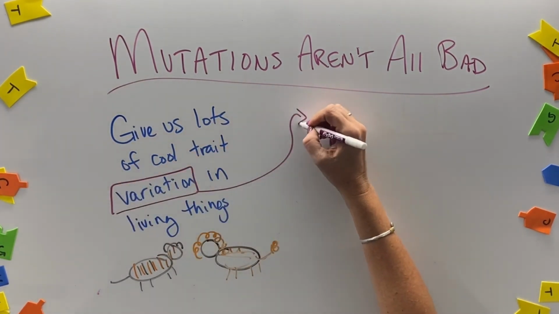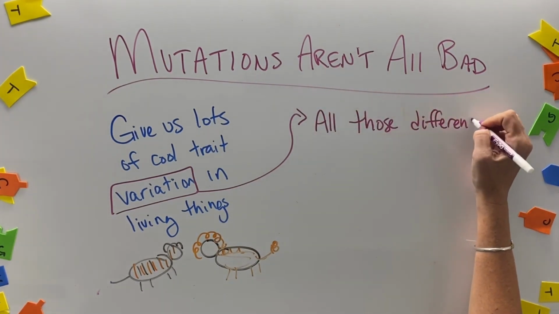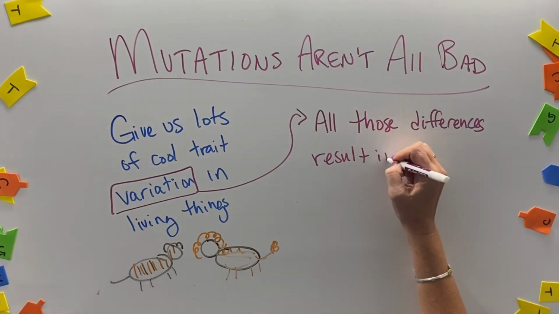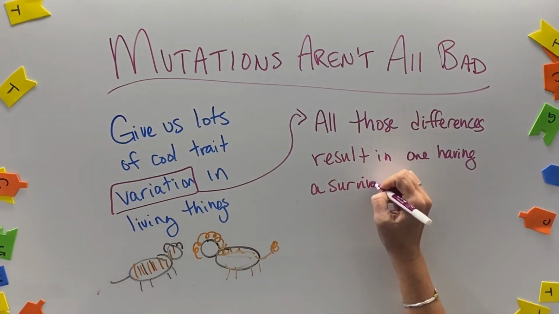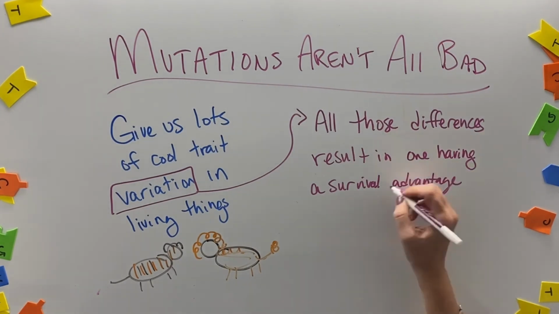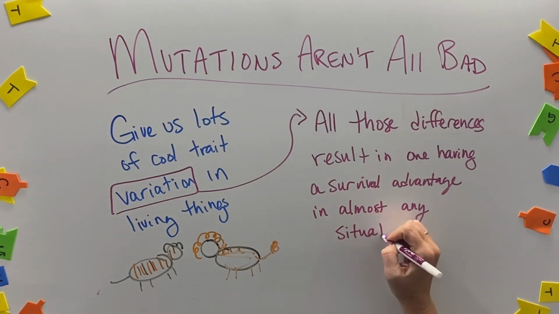Now, that variation then also means that because there's so much variety in the traits of any given set of organisms, those differences are going to result in some trait having a survival advantage over others in almost every scenario. So you're always going to have things that are going to be able to survive better in more situations.